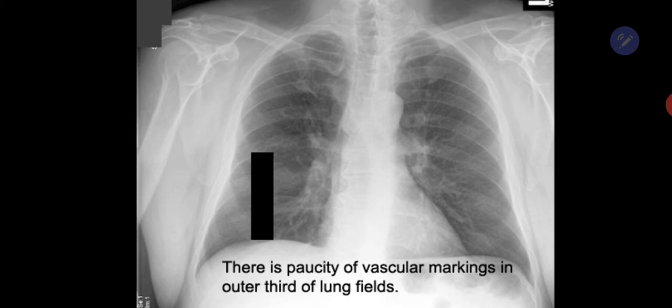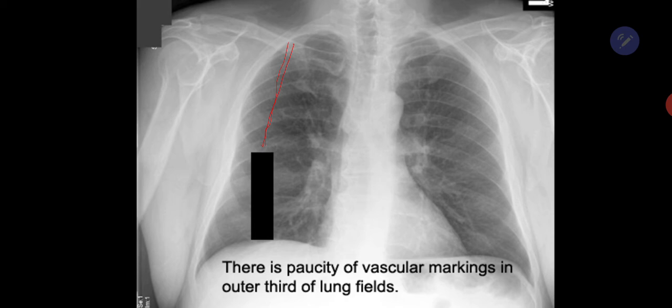And there is paucity of vascular markings in the outer third of lung fields. If you can just observe over here, the middle 2/3 of the lung fields show increased vascular markings, and in the lateral 1/3 or outer 1/3, there is a well appreciated paucity of vascular markings, and this is a normal thing which we see.